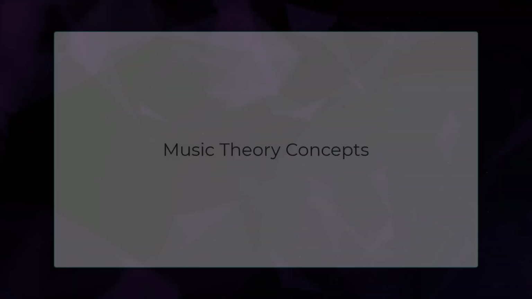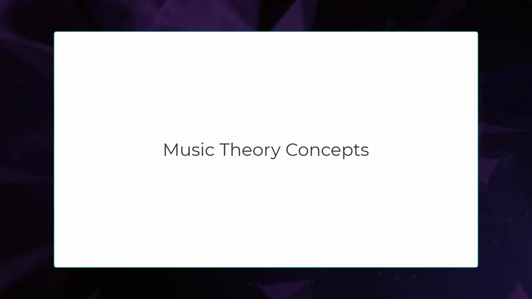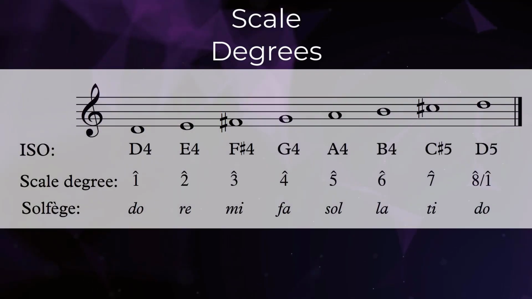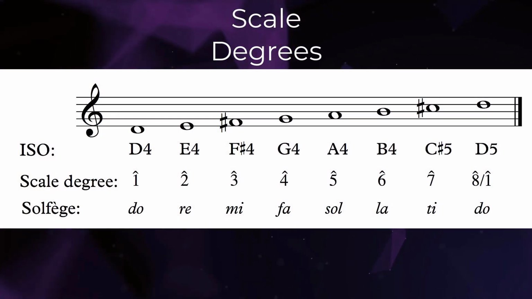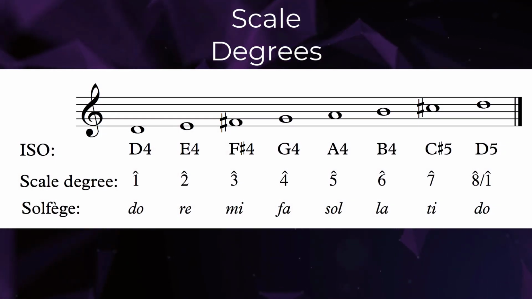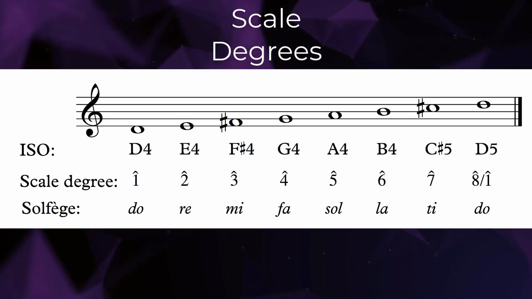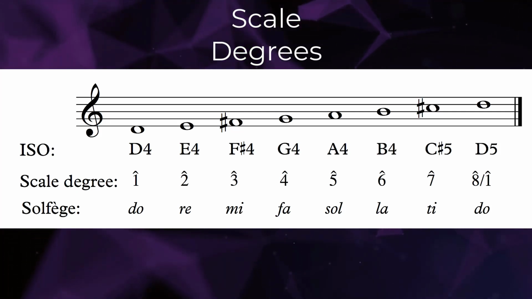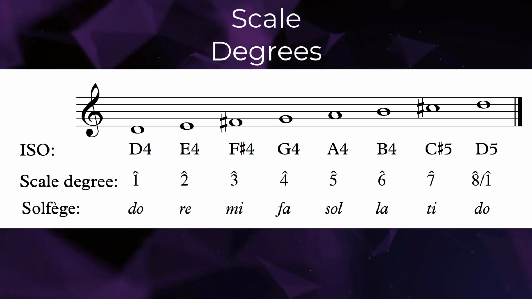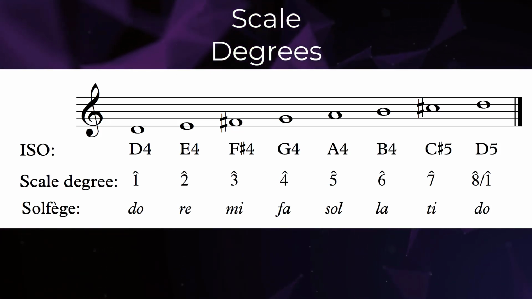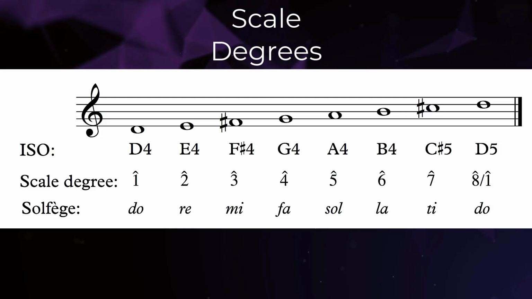Alright, here we go with music theory concepts. Let's start with scale degrees and their official titles and the differences between some of them. Scale degrees are assigned numbers 1 through 7 based on their place within the scale being used. The correct symbol has the number with a caret over the number to indicate a scale degree is being discussed and not just a generic number.